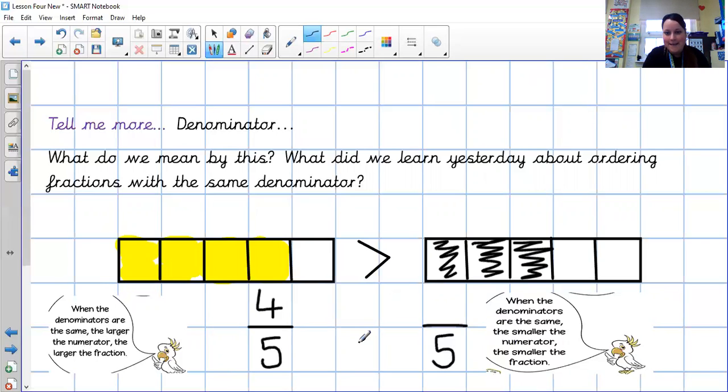What can it not be? Well, it can't be 4/5, because if it was 4/5, we would have the equal sign, because they would be equal, they would be the same. And it cannot be 5/5, because that would be our whole, and that would be greater than 4/5. Okay, let's move on to today's learning.